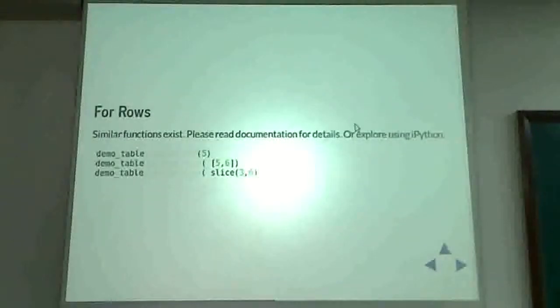Removing rows would be okay. This is remove row, in case you can't read it. So demo table dot remove row 5 removes the 6th row. 5, 6 removes the 6th and 7th row.